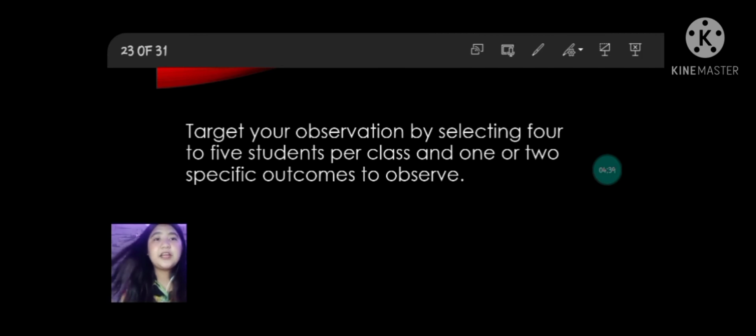So, number 4 is target your observation by selecting 4 or 5 students per class and 1 or 2 specific outcomes to observe. So, for example nito, sa activity, may 2 students na mataas ang grade and may 2 student naman na hindi mataas yung grade. So, pag kinompare mo sila, obserbahan mo kung bakit. And then, pag na-observe mo yon, hanapin mo yung specific outcomes para malaman mo kung ano ang pagkukulang at ano pa yung kailangan pang ma-develop.